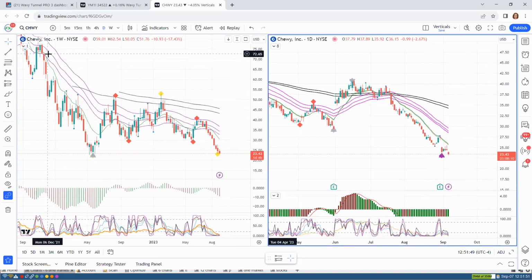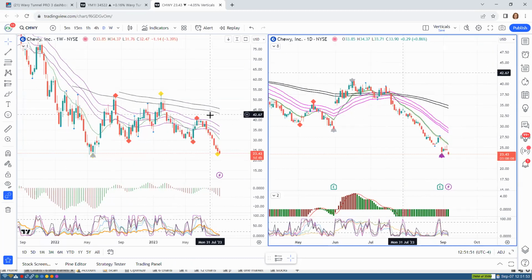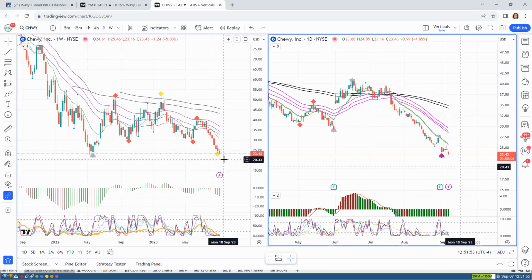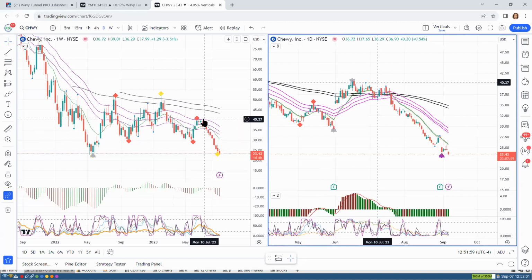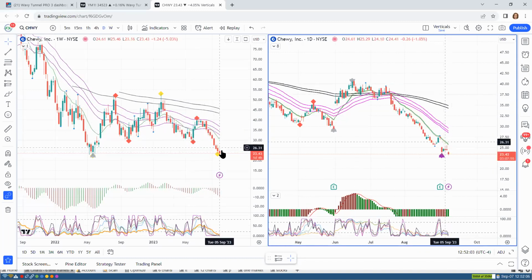All right. Whenever we are below the tunnel like this, we're in a downtrend. We're bearish. It's bearish. We're below the tunnel. And look what happened. We came up to the wave, and then we turned around and came down. This is the weekly. So we don't have any indication yet that this is turning around.